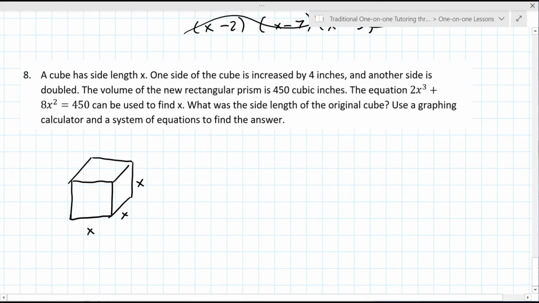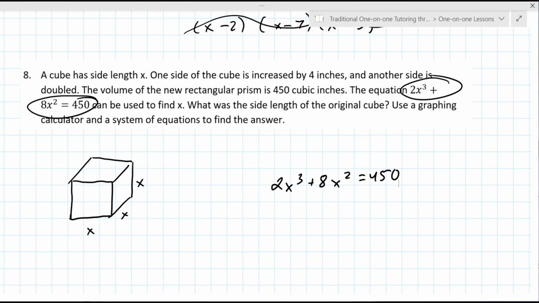The volume of the new rectangular prism is 450. Okay, so there's a lot of things here that we don't need. We need this equation though. This equation says 2x cubed plus 8x squared equals 450. So we need to graph this to find the answer.